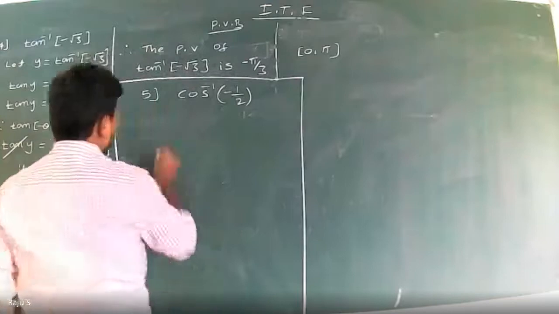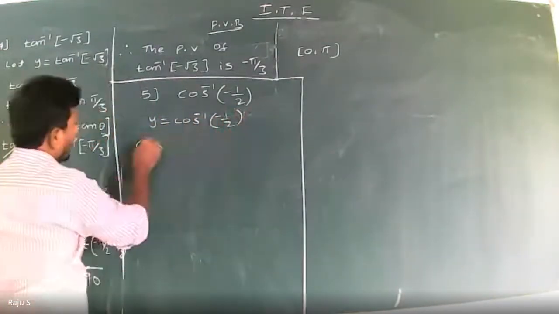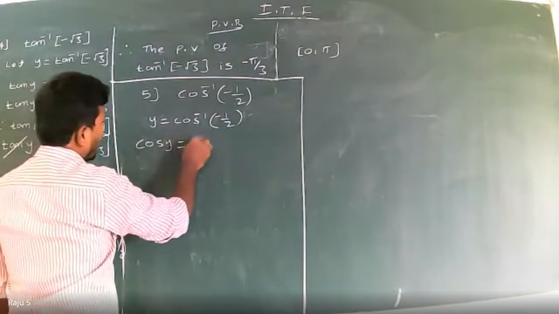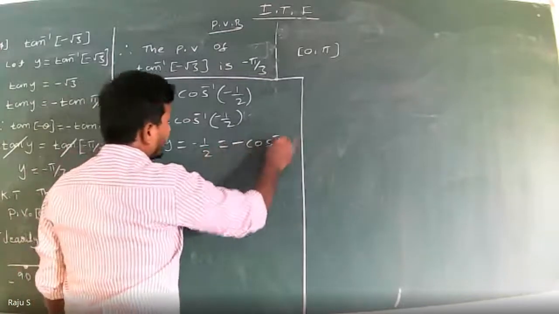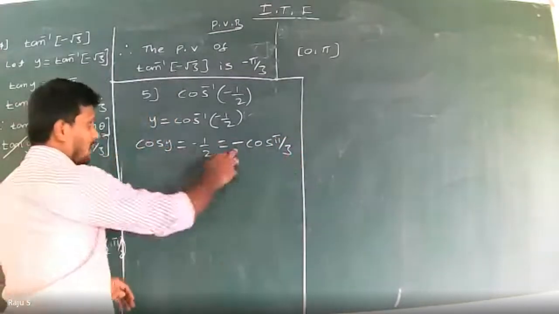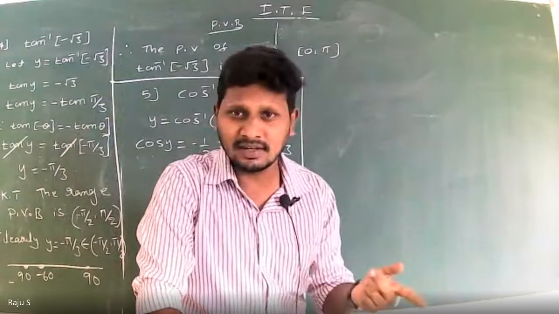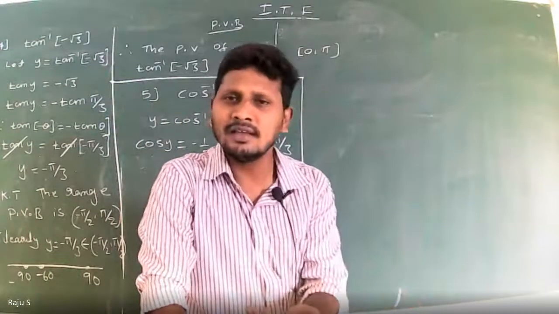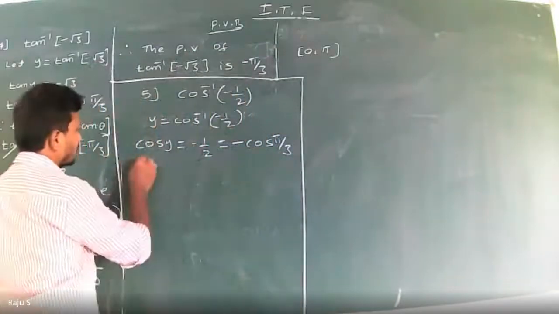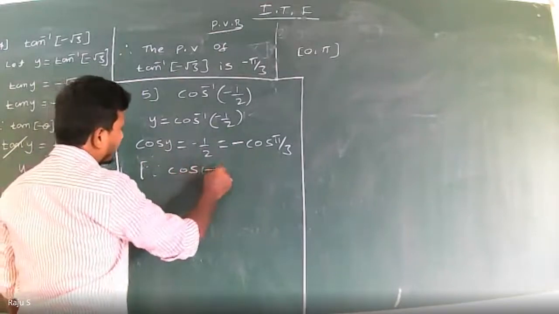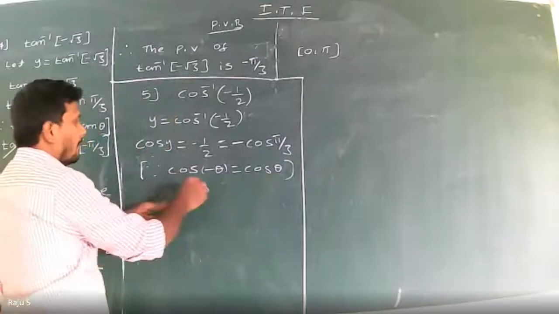Simple. Let y is equal to cos inverse of minus 1 by 2, then cos y is equal to minus 1 by 2. So this is equal to minus cos of 1 by 2, nothing but, as he said, pi by 3. But can you take the minus inside? We cannot. Why? Because cos is an even function. Since we know that cos of minus theta is equal to plus cos theta. If it is minus cos theta, we can take it, but we cannot take it inside.